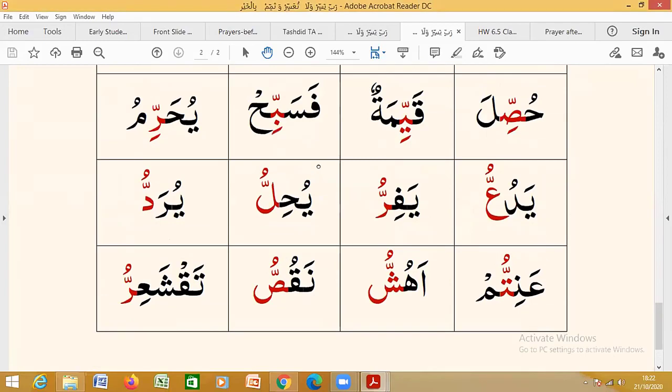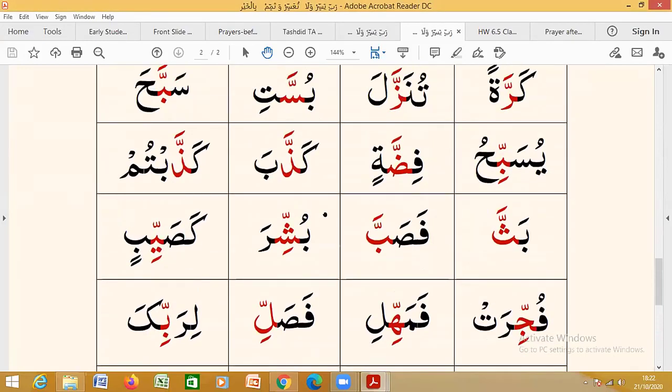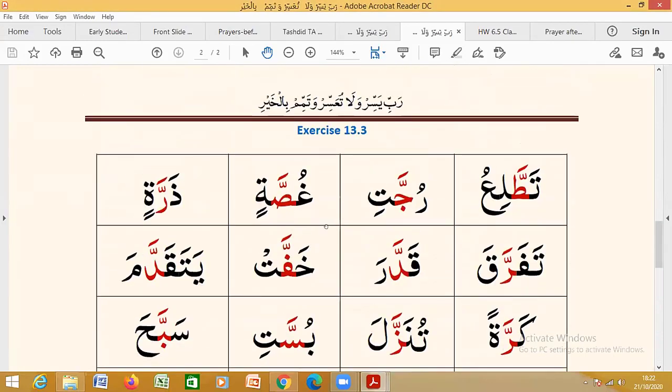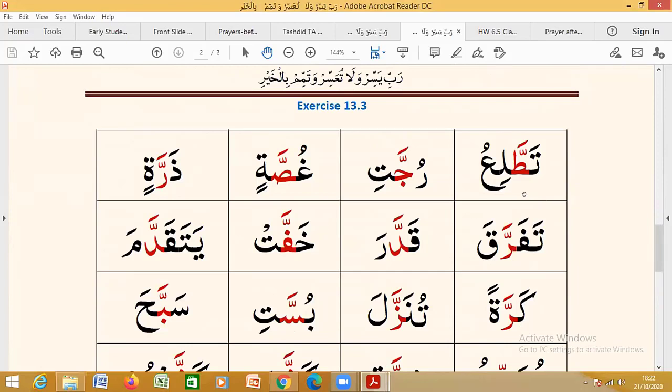Jazakumullah for your help. So we're going to go back to the top of exercise 13.3 and we're going to do some more examples. So if you can have another student on the mic, please.